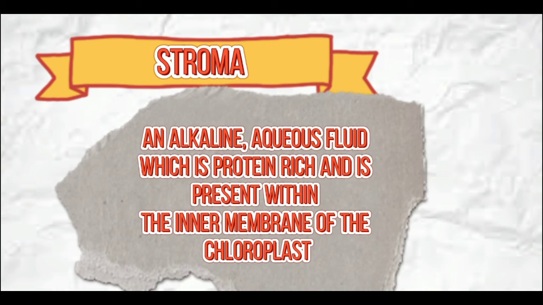This one is stroma, an alkaline aqueous fluid which is protein-rich and present within the inner membrane of the chloroplast. The space outside the thylakoid space is called the stroma. The chloroplast DNA, chloroplast ribosomes, and the thylakoid system, starch granules, and many proteins are found floating around the stroma.